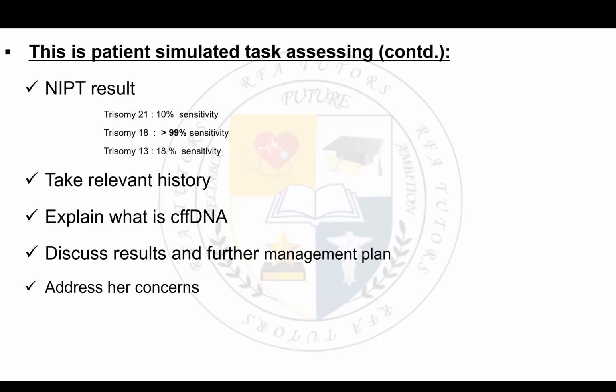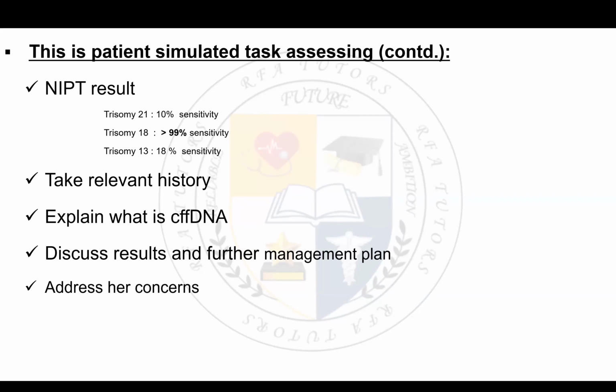IUFD comes as breaking bad news. CA ovary comes as breaking bad news. CA endometrium comes as breaking bad news. CA cervix comes as breaking bad news. Now, anomalies: NTD, anencephaly, diaphragmatic hernia, omphalocele, all these are breaking bad news exam stations of MRCOG. They tend to ask that in the exam. You all should be very, very clear on doing the breaking bad news.